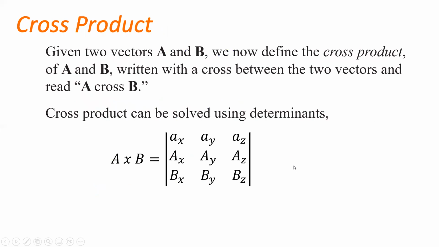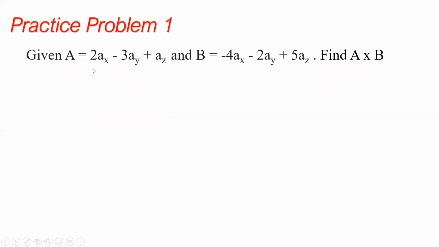So, let's go to cross product. So, given two vectors A and B, we now define the cross product of A and B written with a cross between the two vectors and read A cross B. So, cross product can be solved using determinants. So, para ma-solve natin yung cross product, gagamit tayo ng determinants or matrix. So, halimbawa, let's go sa ating practice problem 1 for the cross product.